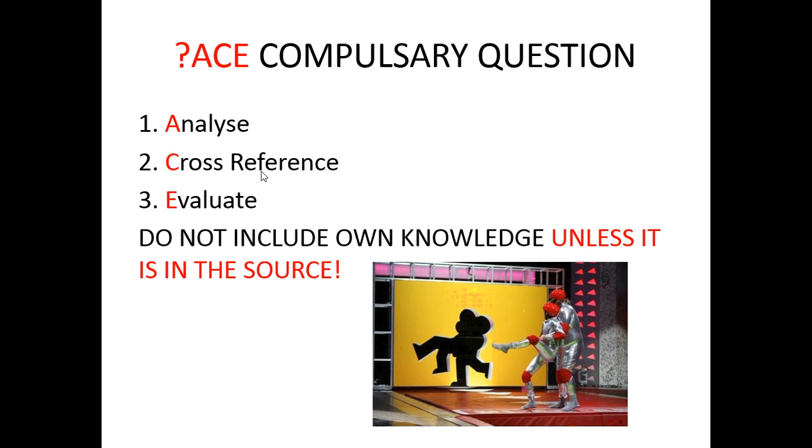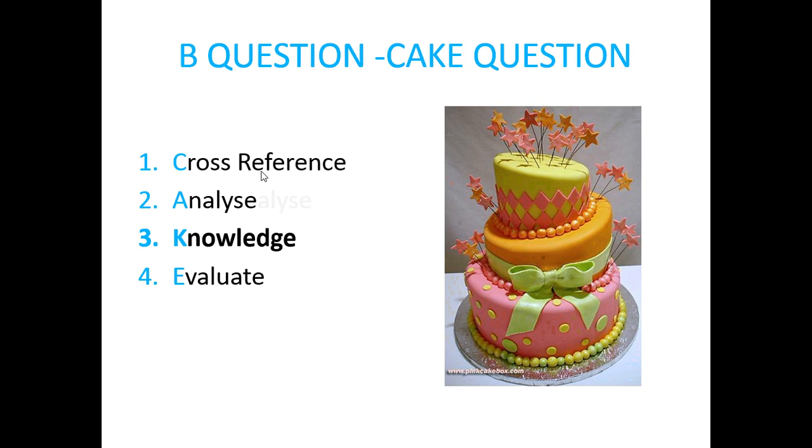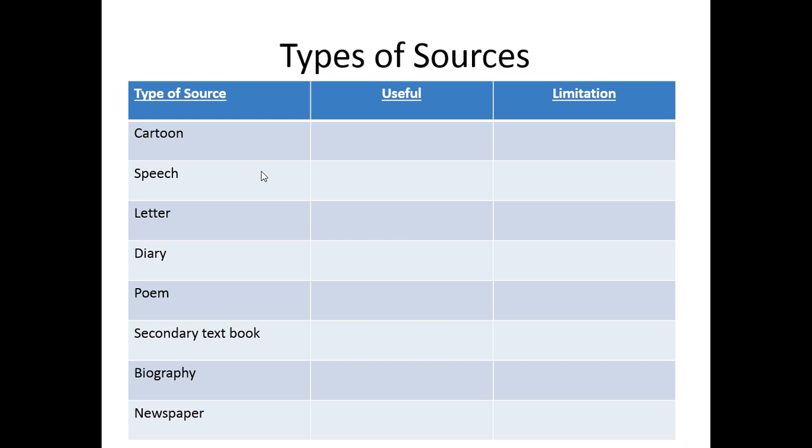So for example, if Earl Grey was in the source, Earl Grey became leader of the Whig Party and pushed for reform in 1832. The B question is harder, it's worth 40 marks, and I'd spend about 50 to 55 minutes on this question. The key difference is knowledge. You must still analyse, cross-reference, evaluate, but also use your own knowledge.